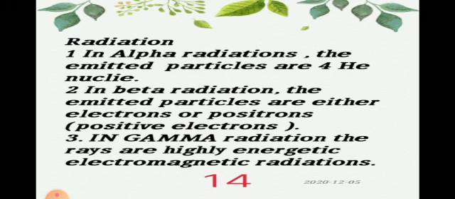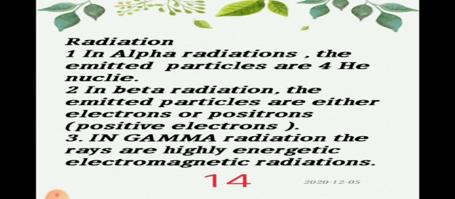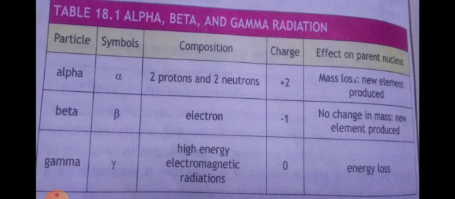While in beta radiation, the emitted particles are either electrons or positrons. Positrons means positive electrons, and the electron has the negative charge -1 and no change in mass when it is emitted from a radioactive substance, and a new element is produced. In gamma radiation, the rays are highly energetic electromagnetic radiations and have no charge, but a huge amount of energy will be lost.